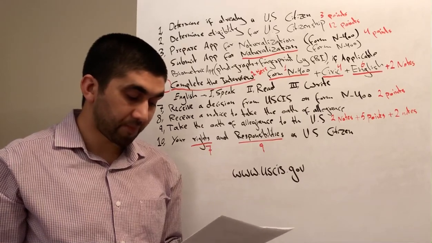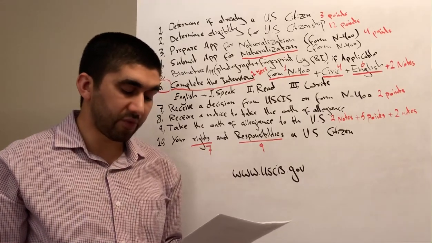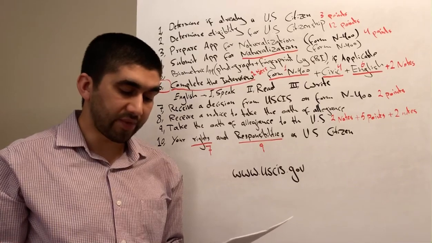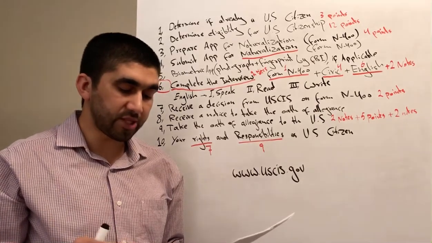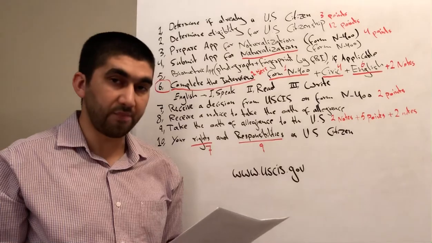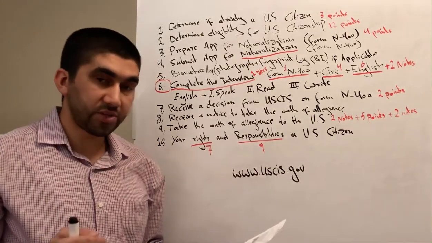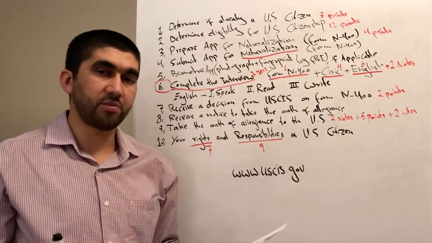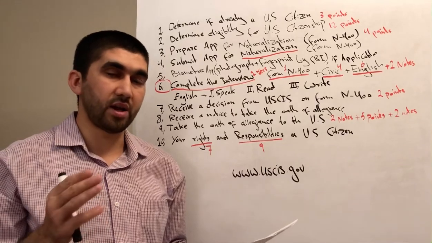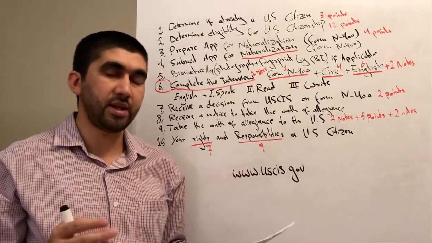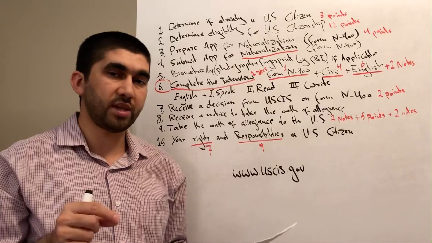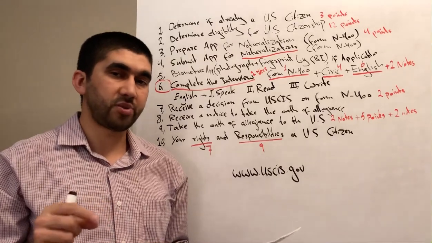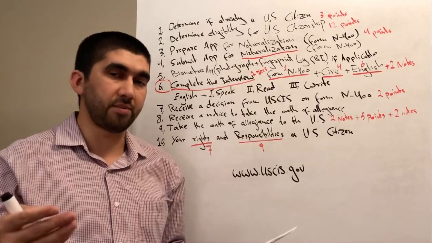Now, number six, show that you have lived for at least 3 months in the state or USCIS district where you applied, which means that once you decided to apply for citizenship, you have to spend the entire 3 months or 90 days in that particular state or that particular district of USCIS, and then you can apply.